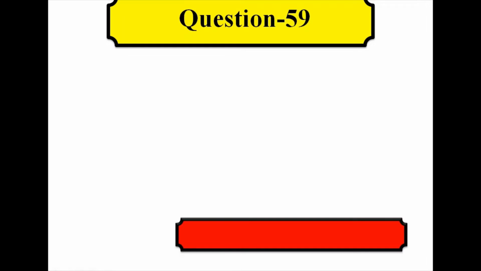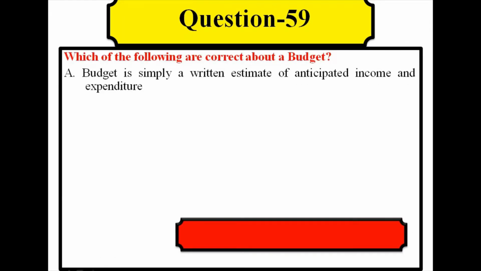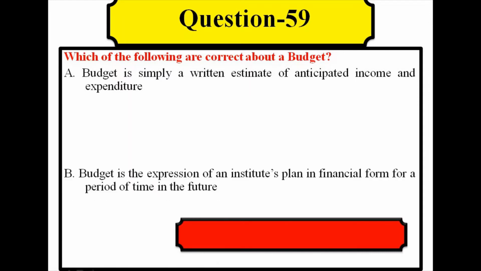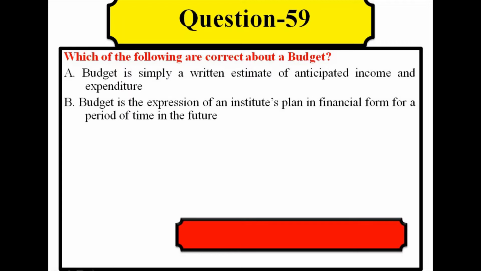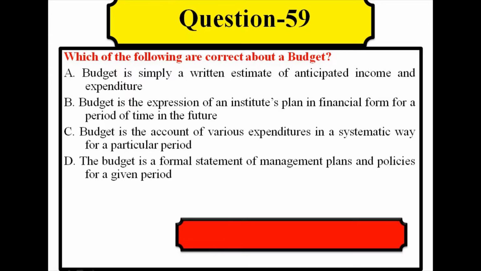Question 59. Which of the following are correct about a budget? A. A budget is simply a written estimate of anticipated income and expenditure. B. Budget is the expression of an institute's plan in financial form for a period of time in the future. C. Budget is the account of various expenditures in a systematic way for a particular period. D. The budget is a formal statement of management plans and policies for a given period. Choose the correct answer from the options given below.